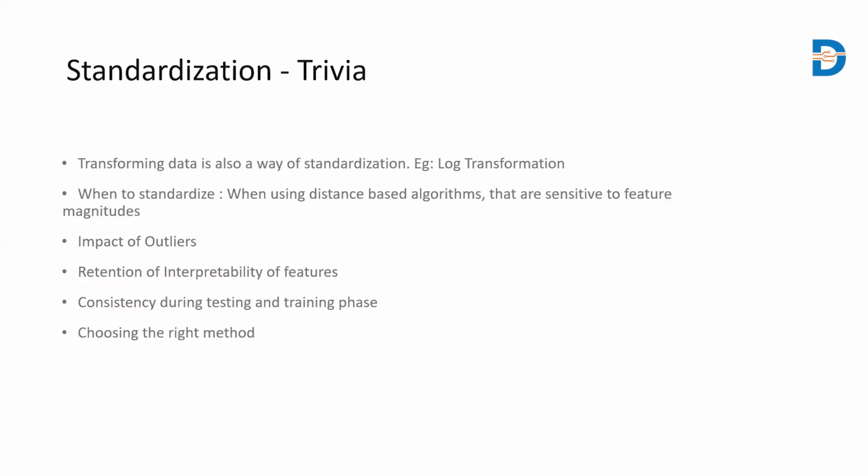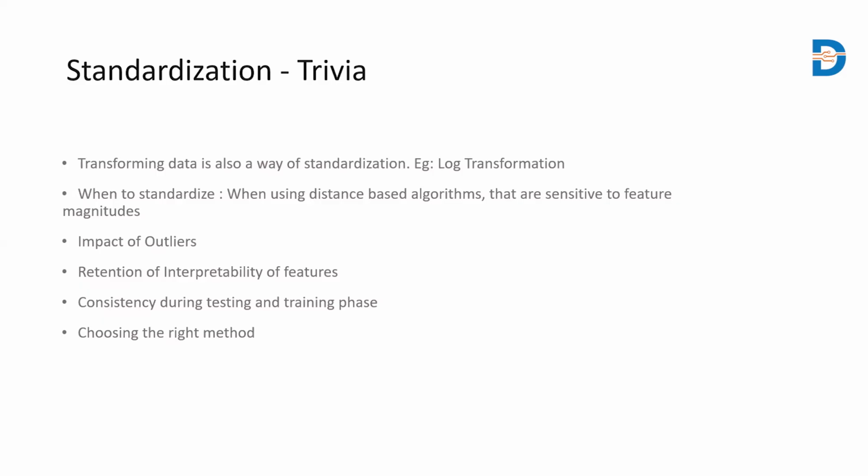Apart from standardization techniques, transforming data is also a way of standardization. For example, in logarithmic transformation, data that has an exponential distribution or large skewness can be transformed into a near-normal distribution by applying a logarithmic function to compress the range of values. So these are also indirectly standardizing the data.